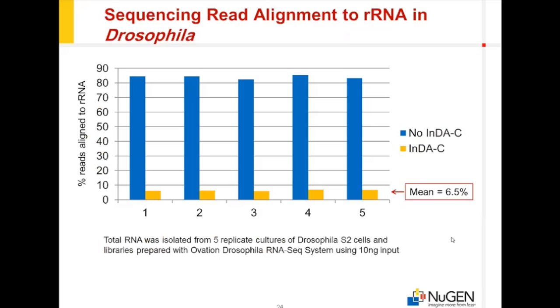Shown in blue is the absence of InDA-C, and then in the gold yellow bar, you can see the level of depletion that we see in the presence of InDA-C. So the mean across these 5 cultures, about 6.5%. So going from a percentage of ribosomal RNA in excess of 80% in every case, and reducing it down to an average of 6.5%.